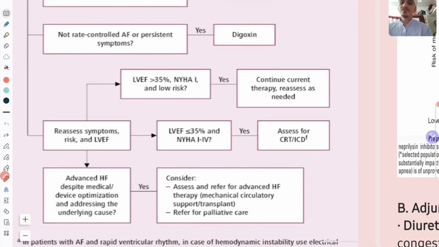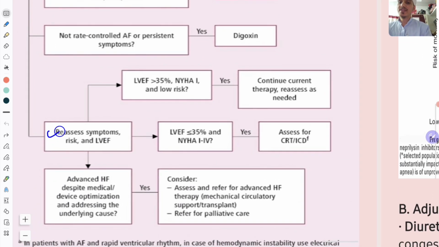Now reassess the symptoms and ejection fraction. You should reassess symptoms and ejection fraction every 3 months. Now if the patient has an ejection fraction of more than 35% and doesn't have any breathlessness, low risk, then continue the current therapy. If the patient has a low ejection fraction, less than 35%, and has breathlessness, then you should think of cardiac resynchronization therapy or an implantable cardioverter defibrillator.